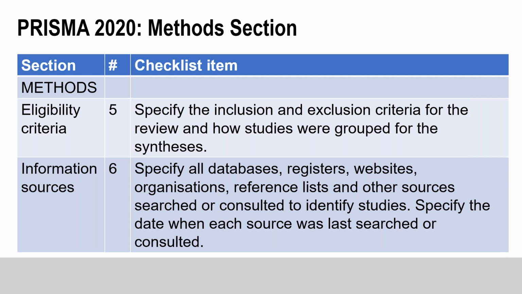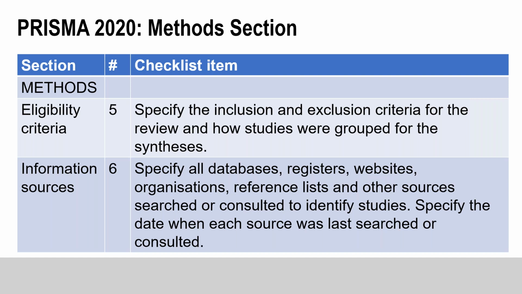So, for example, how are they going to group studies with outcomes measured at various time points, or using interventions at various dosages or durations of treatment. We're just asking people to make it a bit clearer to readers what's eligible for the review as a whole, and then how they were going to group those studies in later syntheses in the review.